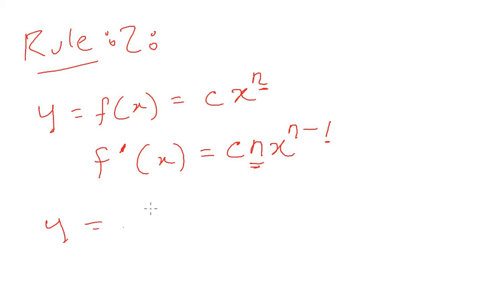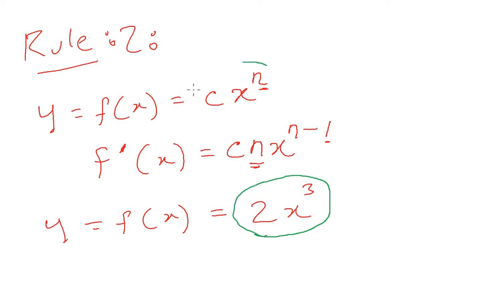So when can you apply this rule? For example, in a situation like this, let's say we have a function that looks like this: 2 into x to the power 3. As you can understand, this particular format perfectly matches with rule 2 format. So you have a c here, the constant 2, there is an x, the variable, and there is a power as well, in this case 3. So therefore we can apply rule 2.